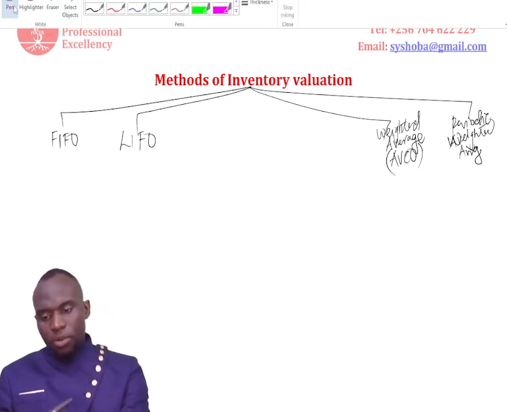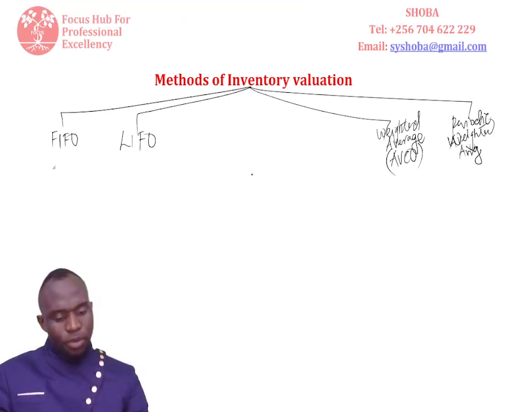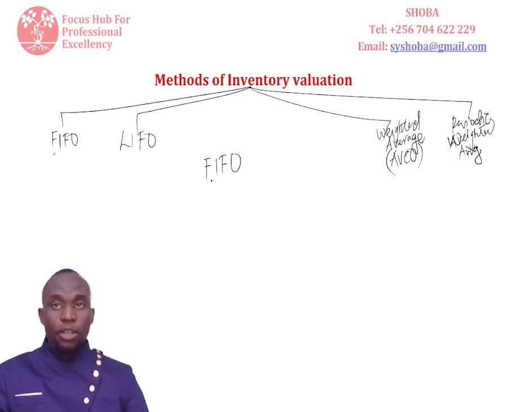So we start by looking at FIFO and LIFO. So FIFO is this. We are selling perishable items, maybe in a supermarket. So these are tomatoes.